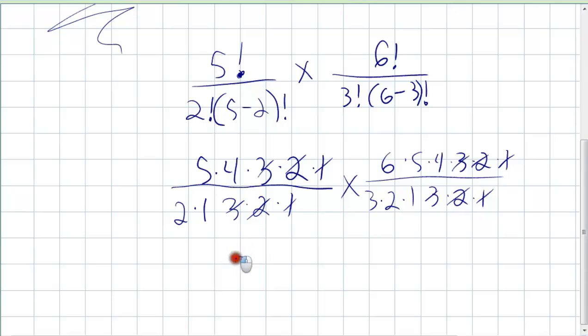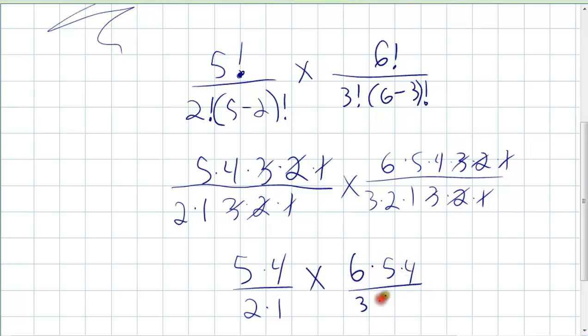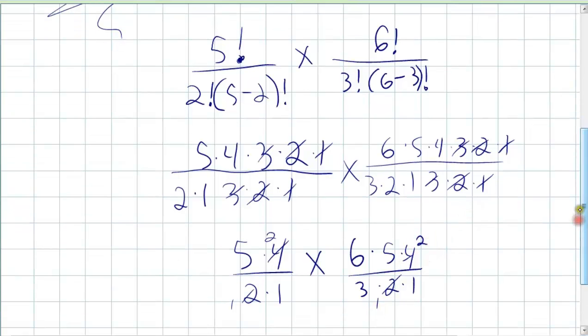So I'm going to rewrite it to make it a little bit neater. 5 times 4 over 2 times 1, times 6 times 5 times 4 over 3 times 2 times 1. Okay, so we can simplify here. 2 goes into itself once and into 4 twice. And we can do the same type of thing over here, where I take 2 into itself once and into 4 twice. And I can do 3 into itself once and into 6 twice.